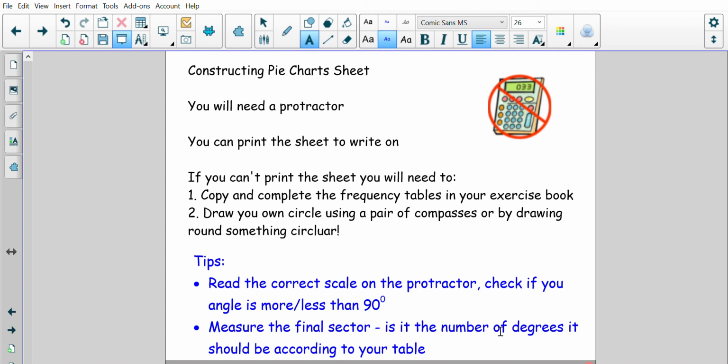Okay, I want you to pause the video now and complete the 4 constructing pie charts questions. When you finish those, you can come back to the video to look at the next example and to try some hyper challenge questions. So pause the video now, do your constructing pie charts questions.